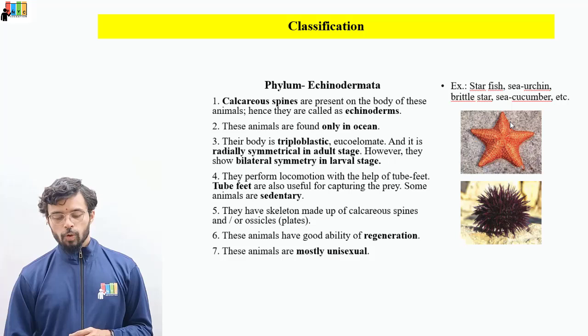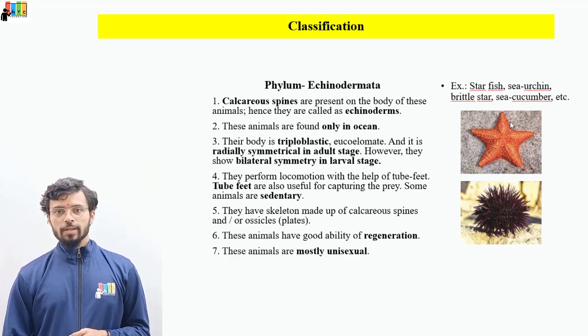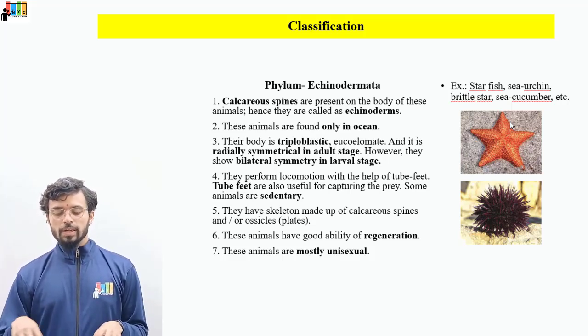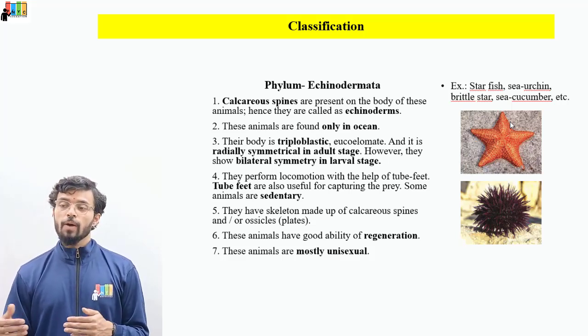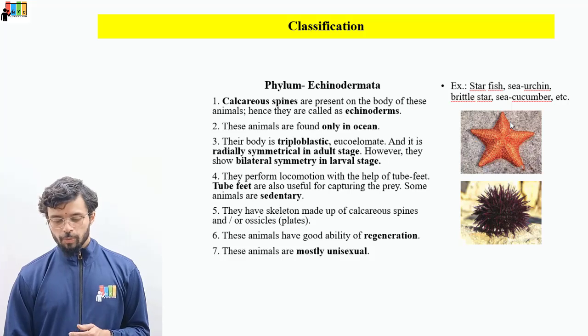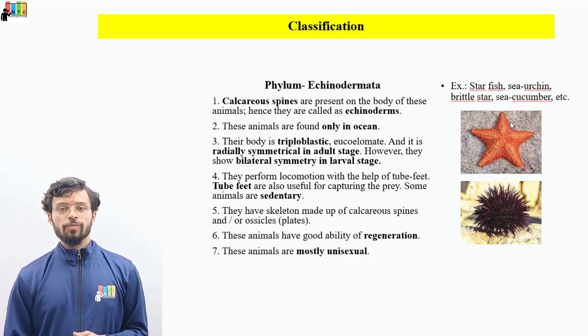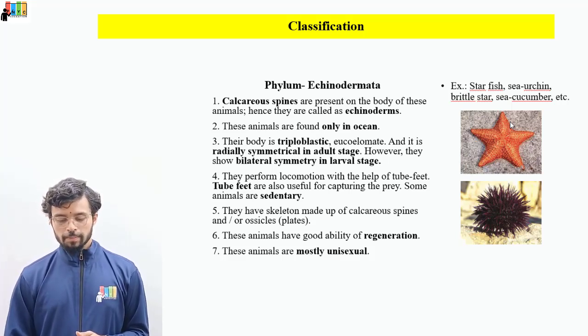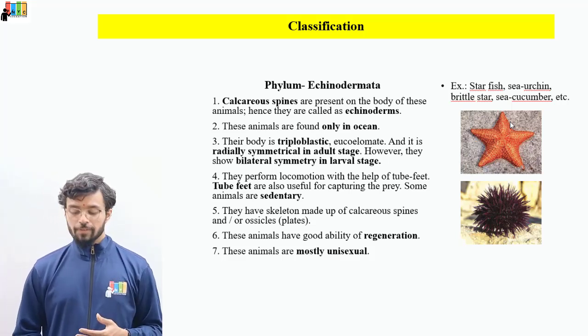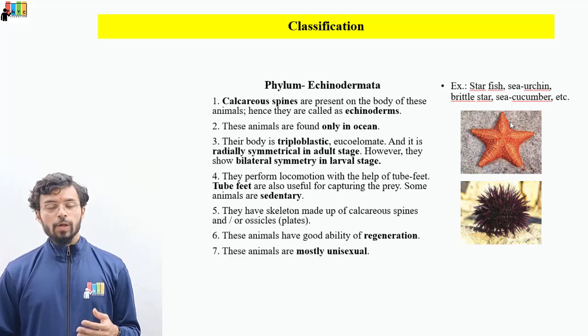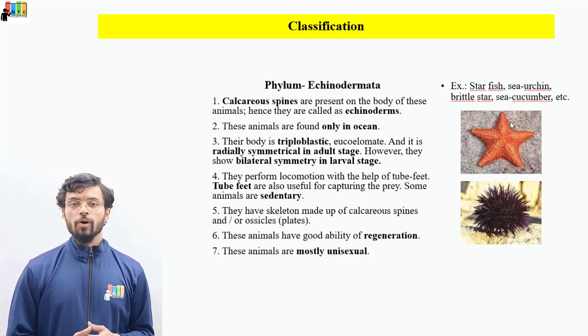They perform locomotion with the help of tube feet, right? So they move around with tube feet. There are certain interesting videos which you might Google out on YouTube if you are interested in how they exactly locomote. Tube feet is a characteristic feature of this phylum, that is Echinodermata. They have, as I said, the exoskeleton made up of calciferous spines, and they also have a pretty good ability of regeneration.